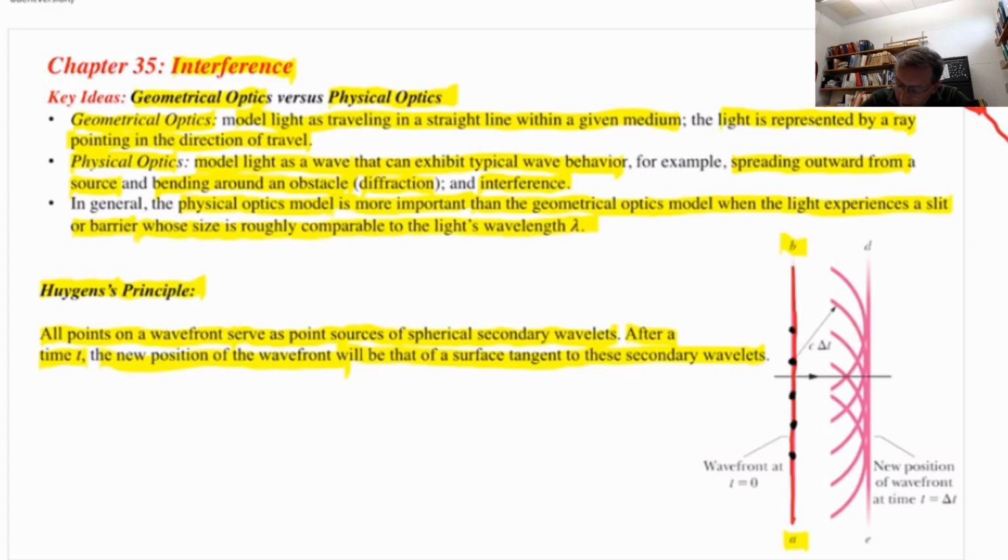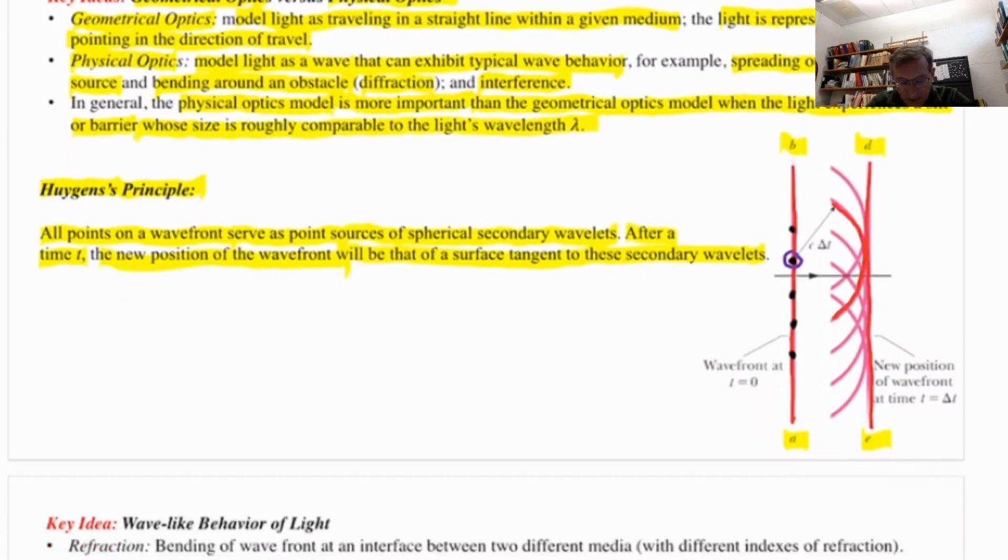So at a time delta t later, for example, the wavelet that emanated from this point source, at least part of it, is that shape with a radius c delta t. And you've got a whole bunch of those spheres. And you form their tangent, and you have a new wavefront at time delta t in plane DE. And then that new wavefront, you are to imagine, has a whole bunch of little point sources that spread out spherically from each, at speed c. That's Huygens' model of light as a wave.